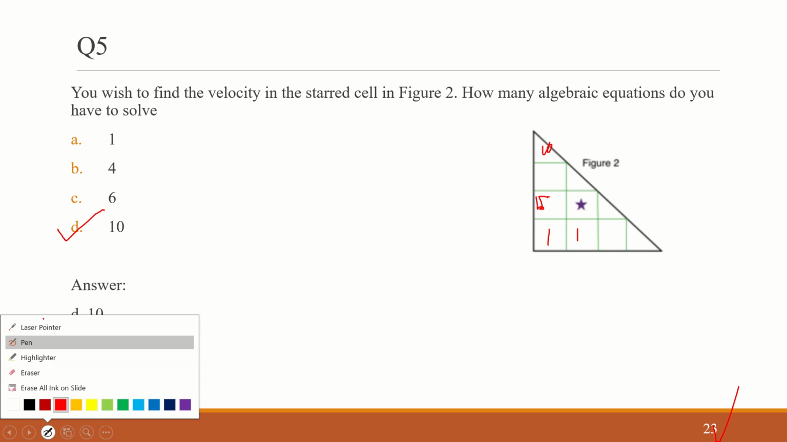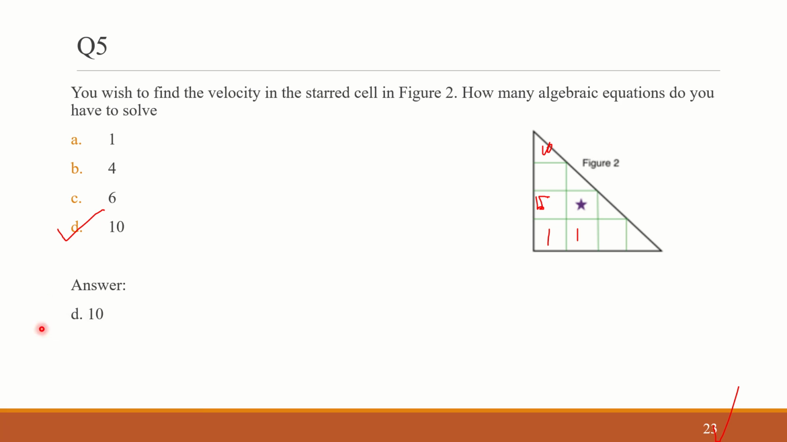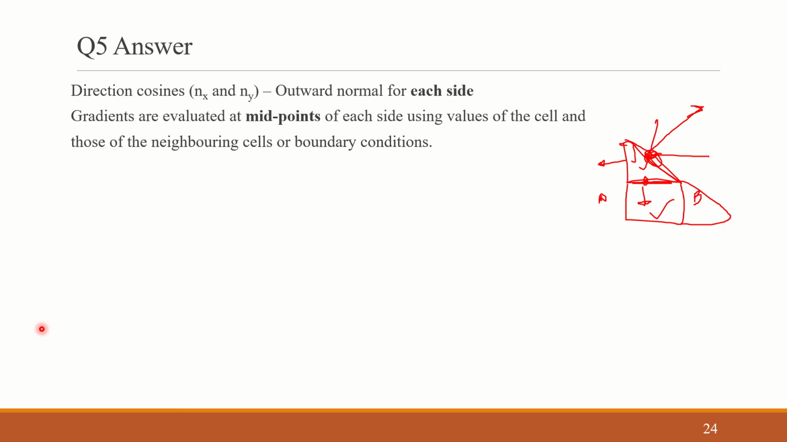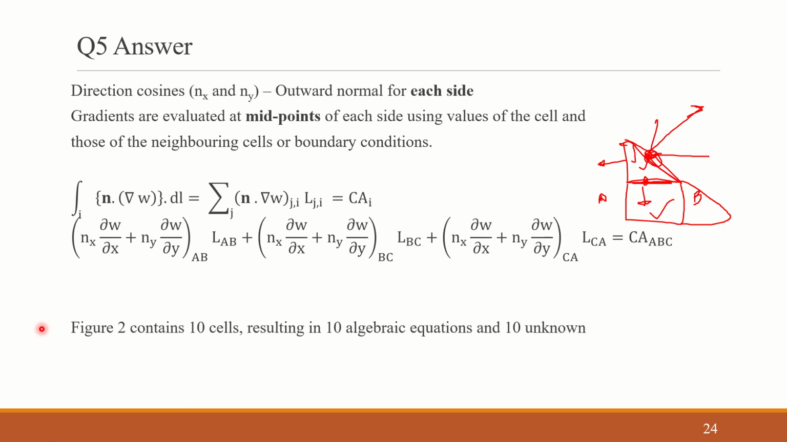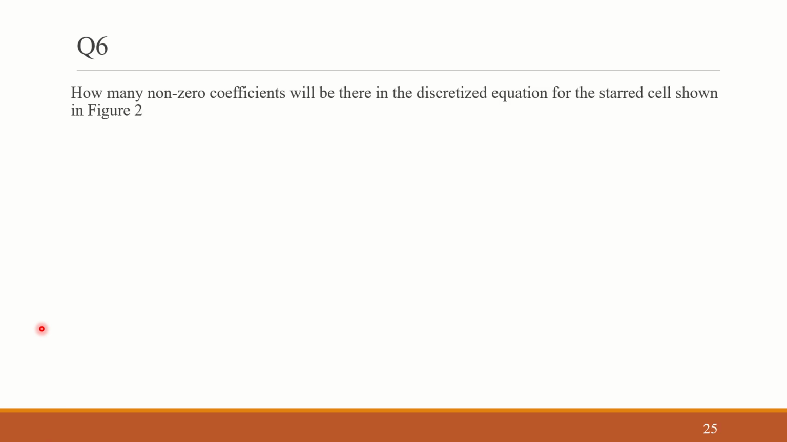Now we will go to question 6. How many non-zero coefficients will be there in the discretized equation for the starred cell shown in figure 2?